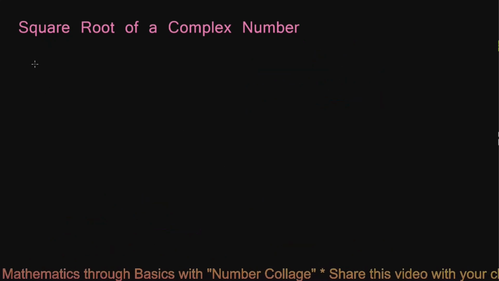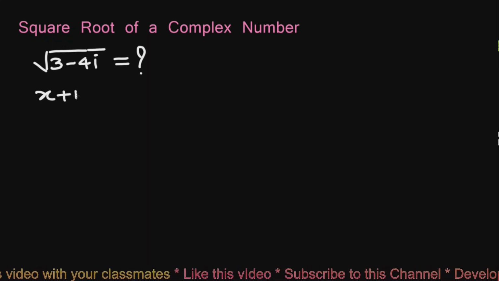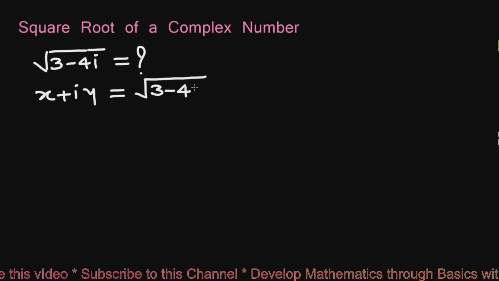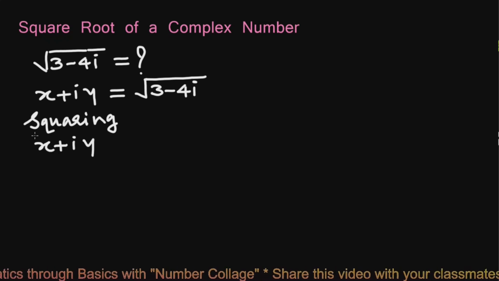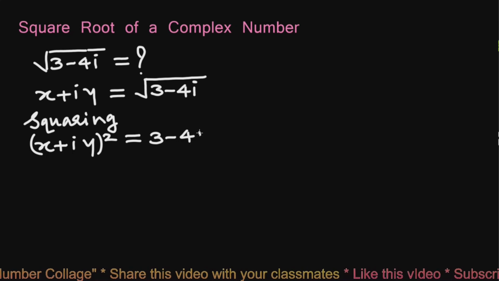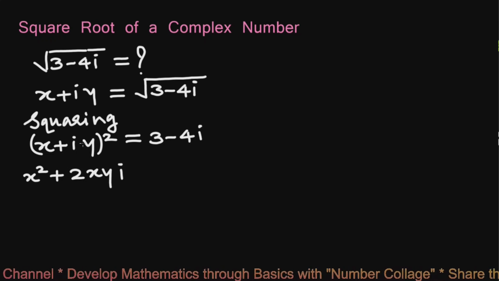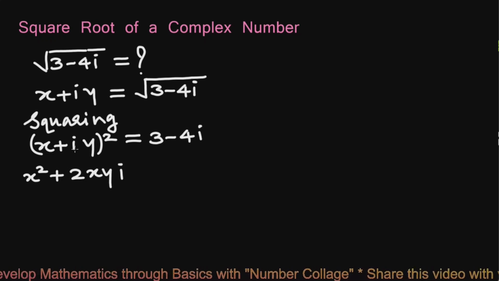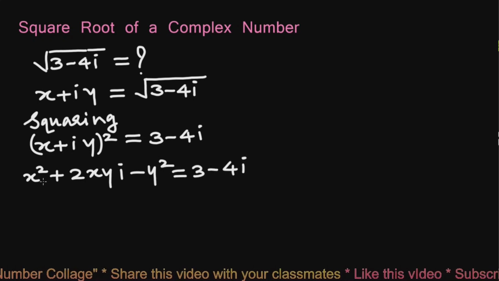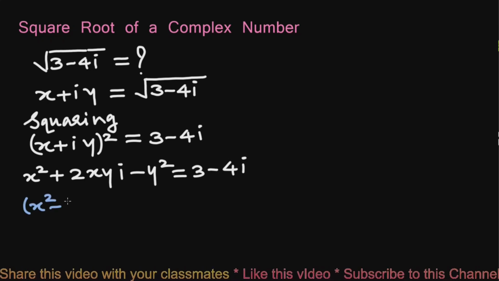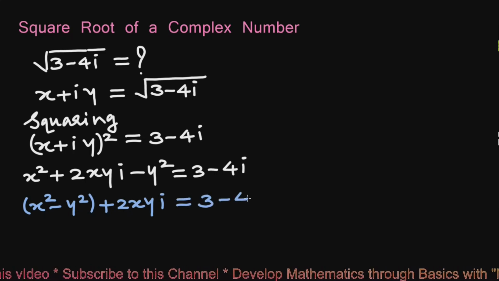For example, we will find square root of 3 minus 4i. We will assume x plus iy to be the square root of 3 minus 4i. After squaring both sides, we write x plus iy whole square equals 3 minus 4i. It will be x square plus 2xy into i plus i square y square. But since i square is minus 1, it will be minus y square equals 3 minus 4i. We will rewrite this as x square minus y square plus 2xy into i equals 3 minus 4i.